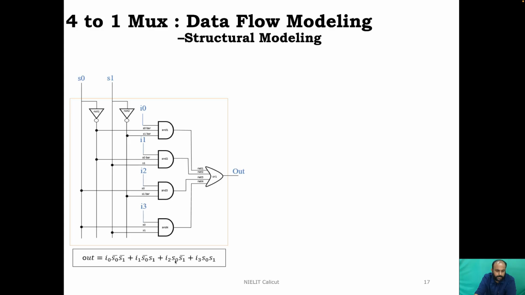So these 3 input AND gates can be seen here with the corresponding input. For example, you look at AND 1, the inputs are I0, S0 bar, S1 bar. So does the other 3 AND gates. Similarly, all these 3 input AND gate outputs can be ORed. Instead of using multiple OR, we can use a 4 input OR.